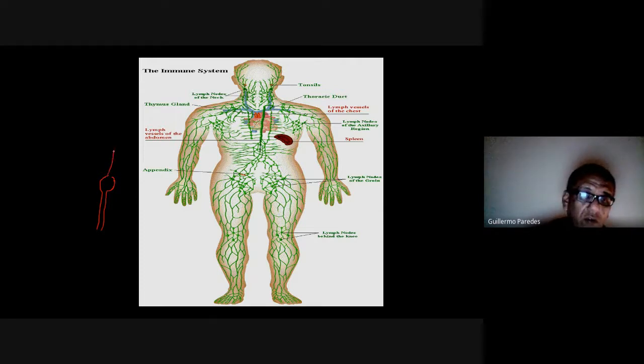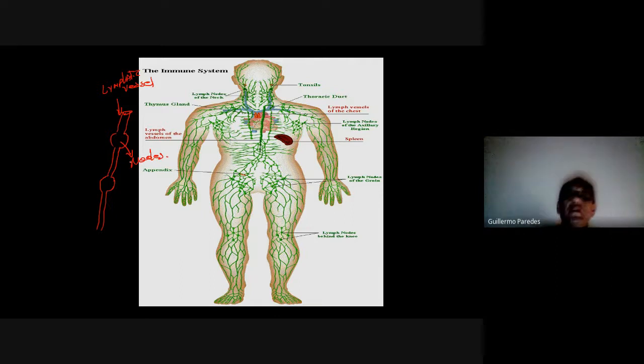And then this is going to continue. In the middle of the way, there is another rest area, and then it continues with the vessel. That is a lymphatic vessel. And the stops here, these nodules, are going to be the lymphatic nodes. So that is basically the lymphatic system. What is the lymphatic system? The lymphatic vessels plus the lymphatic nodes.